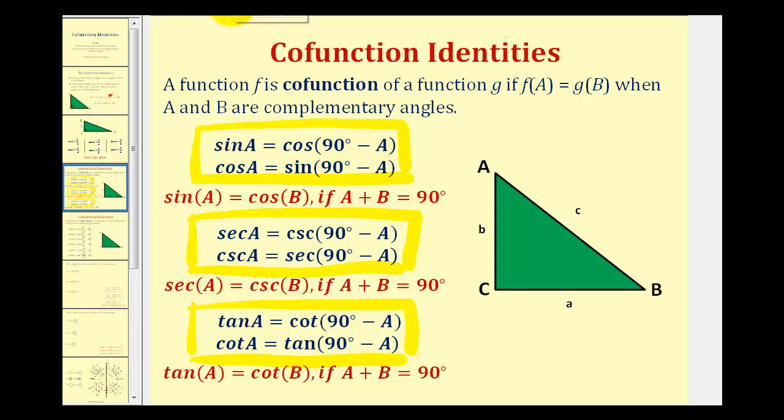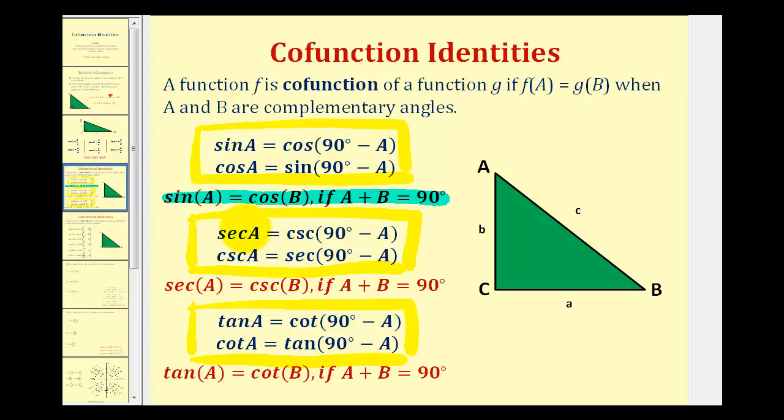And that's why I think it's often helpful to express the cofunction identity as sine A equals cosine B if A plus B equals 90 degrees or pi over 2 radians. This equation here takes the place of these two equations here.